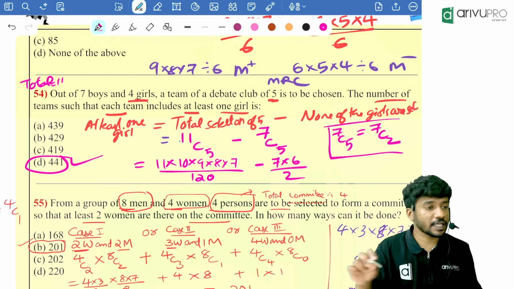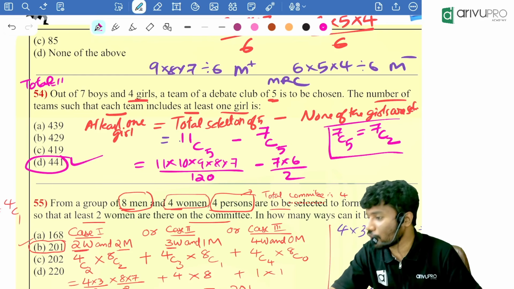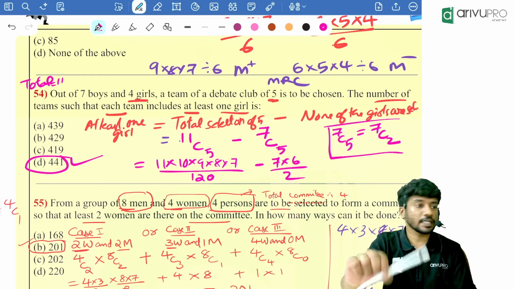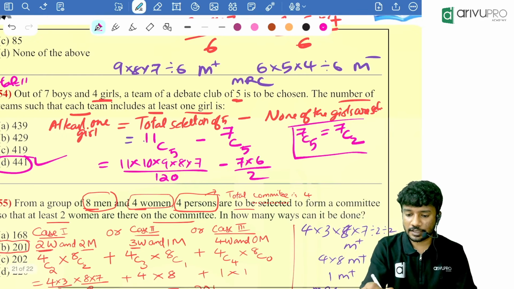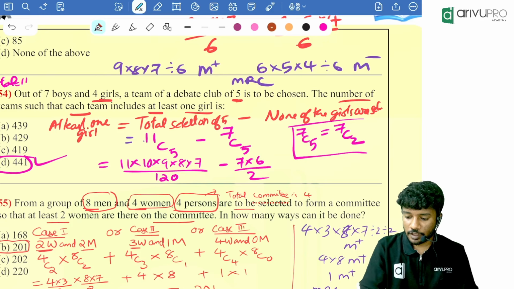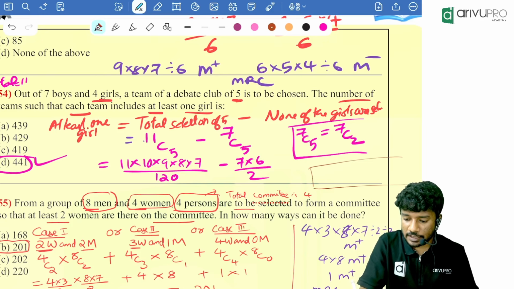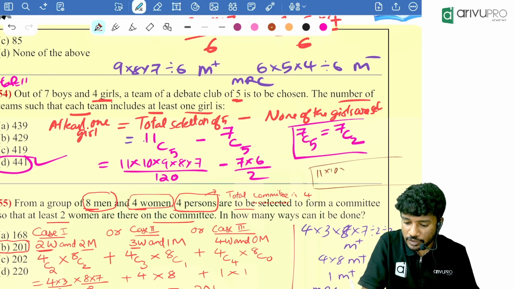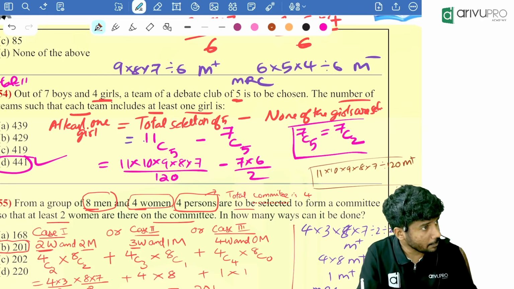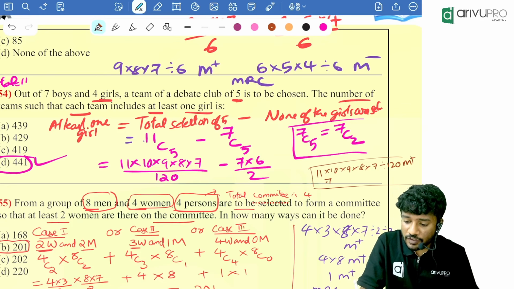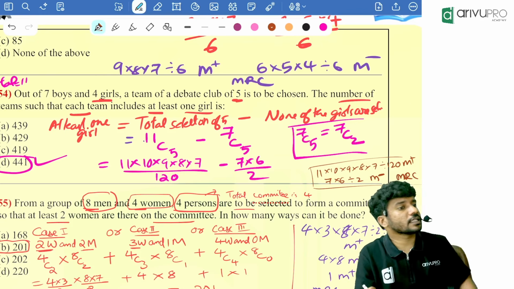441. I hope that everyone got the answer. 441, using your calculator. How to use the calculator? That also I'll show you over here. On the calculator, write 11 into 10 into 9 into 8 into 7 divided by 120. Then click M plus. Then 7 into 6 divided by 2. Click M minus. Then MRC. You will get the answer.